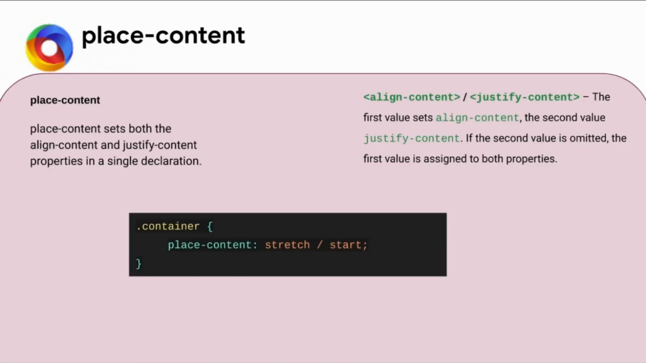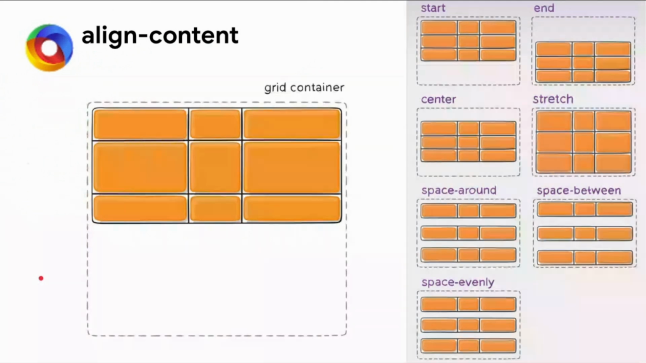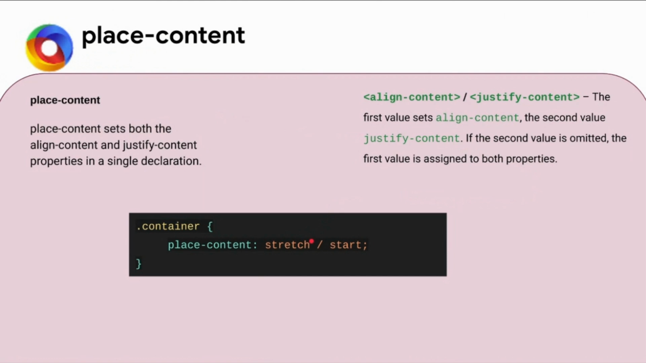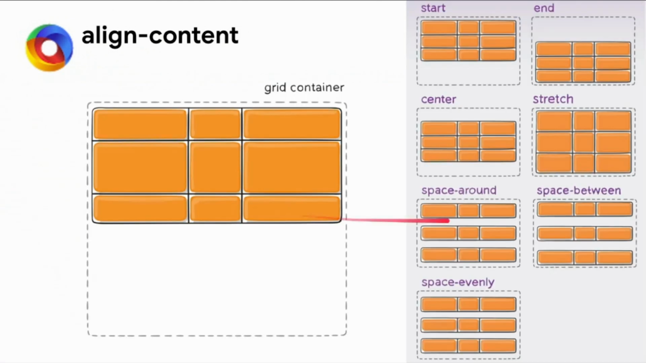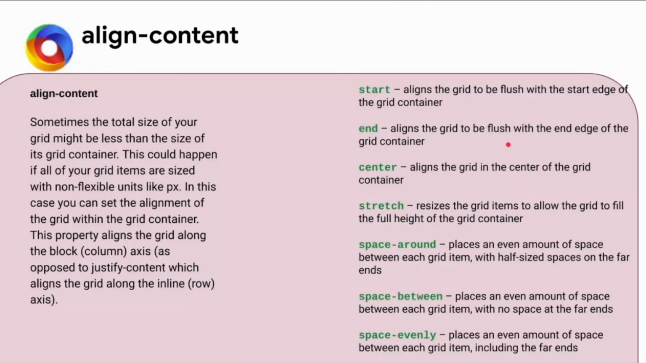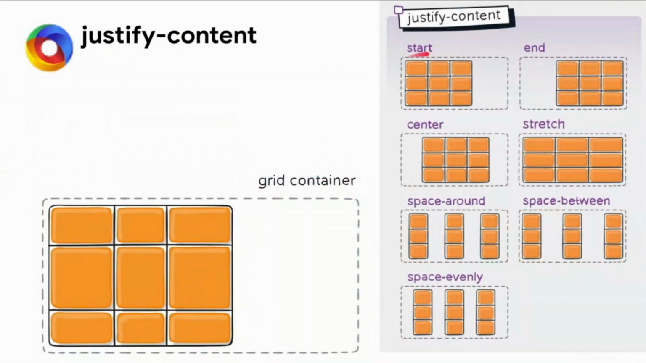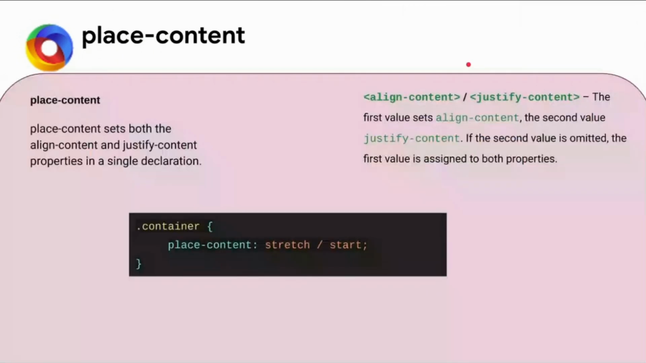Okay, so place content is a combination of align content and justify content. If I put stretch and start, what it says is that when both the row and column are set, align content should be stretched, meaning it will take the maximum height, and your justify content would be the start one, that is, at the beginning. So like that you can have align content and justify content together in place content.